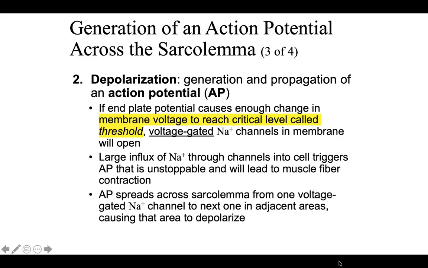Depolarization is the propagation of the action potential, meaning it's moving down. So the end plate potential causes enough of a charge to reach a critical level. This is the threshold level, and it's all or nothing. If you reach that level, it'll fire. Again, we are talking about sodium triggering that and moving across the sarcolemma.